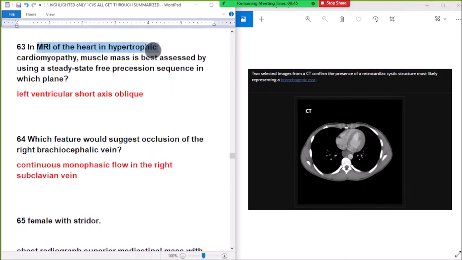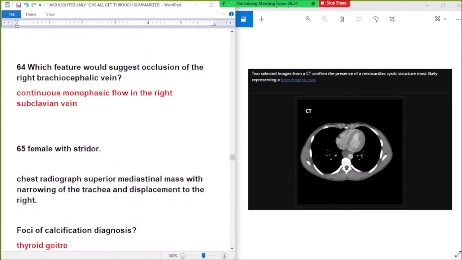In MRI of the heart in hypertrophic cardiomyopathy, muscle mass is best assessed by using a steady state precession sequence in which plane? Left ventricle, short axis, oblique. Muscle mass in cardiomyopathy is assessed by using a left ventricular short axis oblique view sequence.